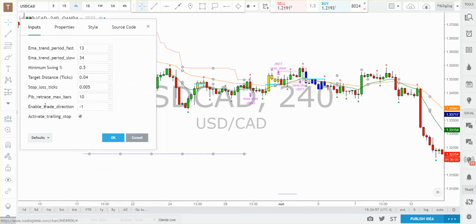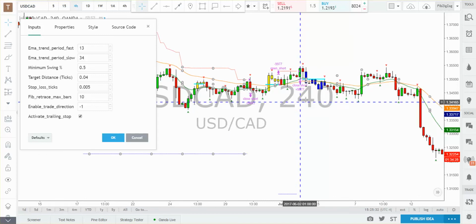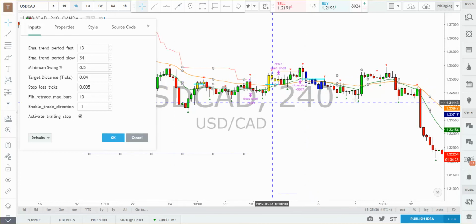Okay, so here is one more property that isn't really important. I mean, all these are important, but this fib retrace max bars. Okay, so what this does is this relates to the retracement. As soon as we get a retracement below that fib level, and we're waiting for an entry to trigger, there is a maximum number of bars that can take place in that retracement. So if it goes above 10 bars, so if we get a retracement that is longer than 10 bars, it will invalidate that trade. It will cancel that buy stop for a long or sell stop for a short. So that's what this parameter does.